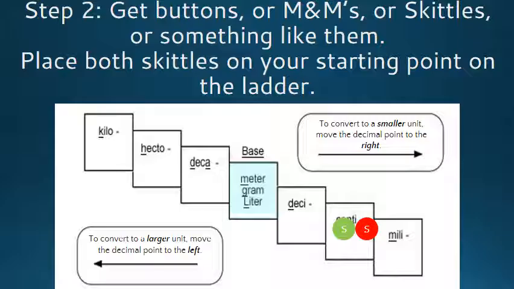So what I want you to do, we're going to convert first the 100. So on your worksheet you have 100, and they're asking you to convert it from one thing to another. So you're going to take your Skittles or your M&Ms or whatever you got. I'm just going to go with Skittles. Assume that's what you have. You're going to place both your green and your red Skittles on the centimeter or the centi square.